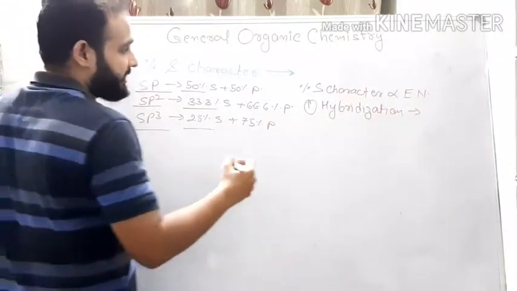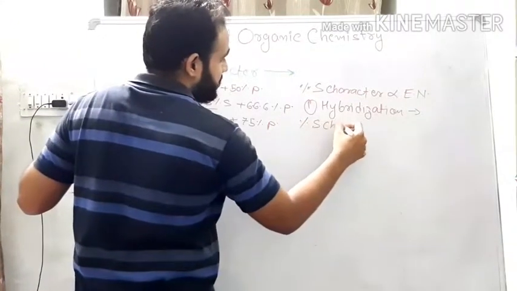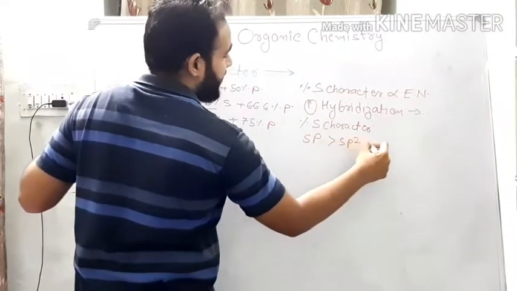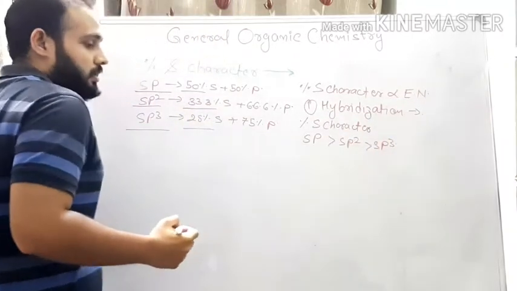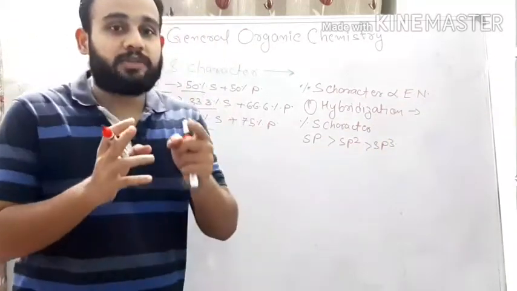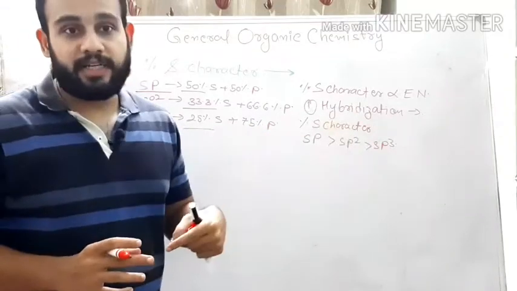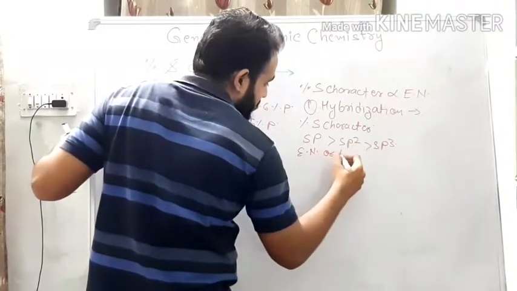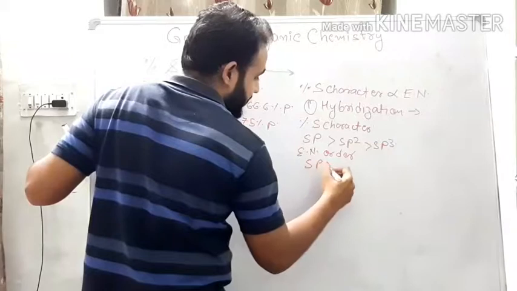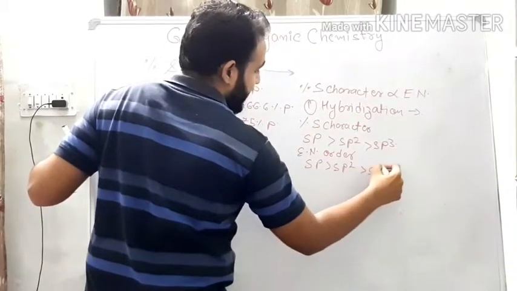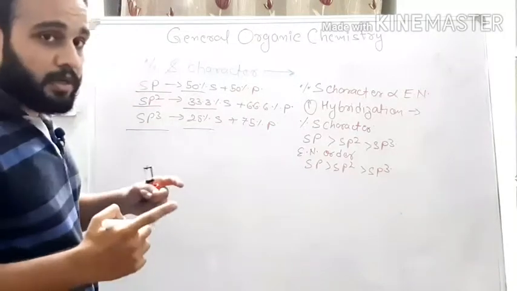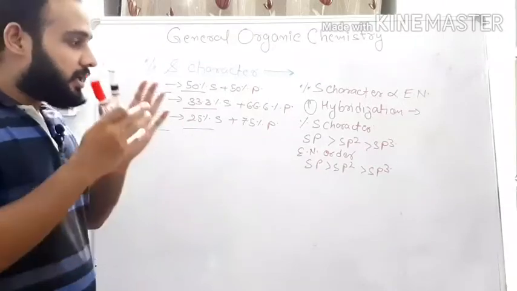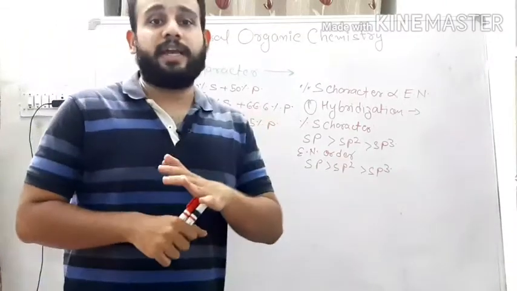So the order of percentage s character is sp, then sp2, then sp3. This is also the order of electronegativity for these hybridizations. It means the electronegativity order is the same: sp is greater than sp2 is greater than sp3. Understood, friends? So when an sp hybrid orbital is present, it will be the most electronegative.